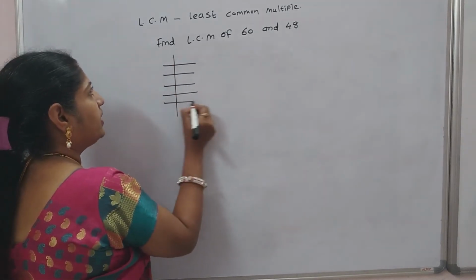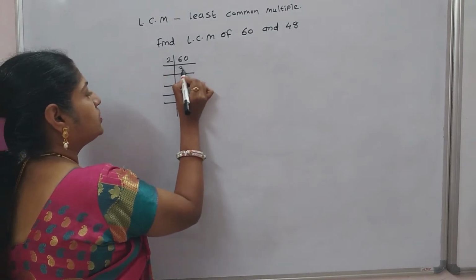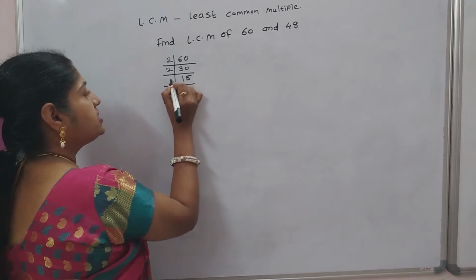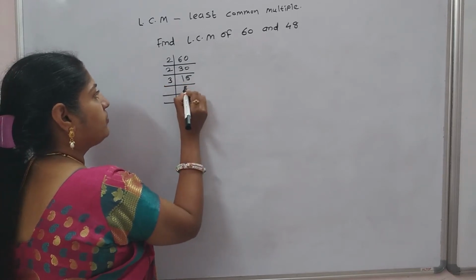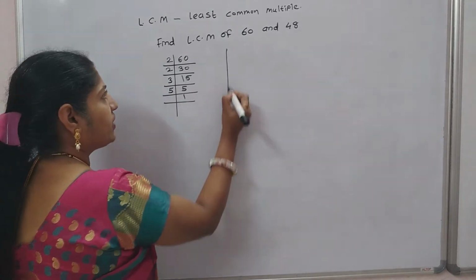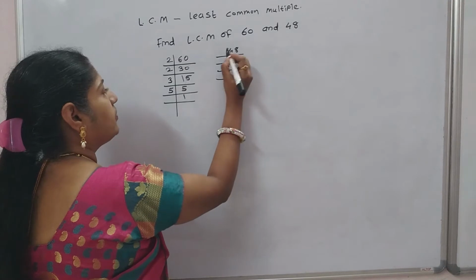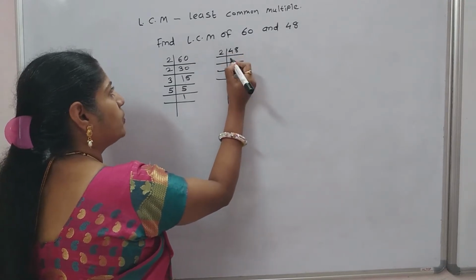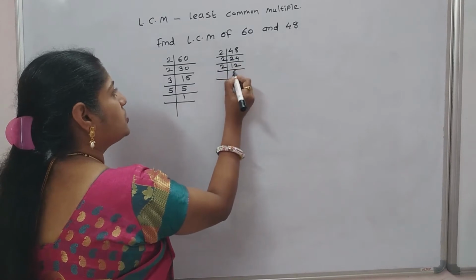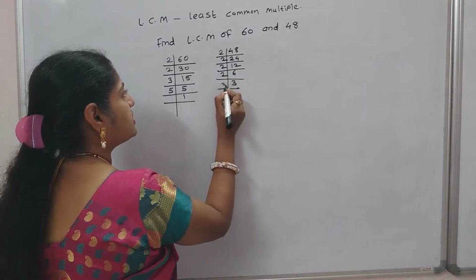First of all, find the factors of 60. It is divisible by 2, 30, divisible by 2, 15. 15 is divisible by 3. 3 fives are 15, 5 ones are 5. Find the factors of 48 also. Even number, so it is divisible by 2, 24, 2, 12, 2, 6. 6 is divisible by 2. 2 threes are 6, 3 ones are 3.